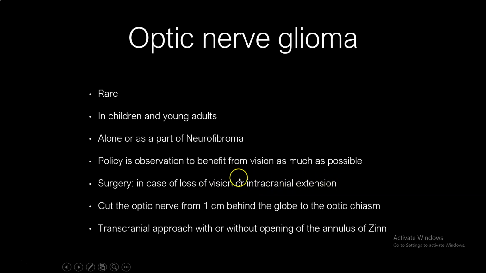Of course, the two occur together, because to extend intracranially it has to pass through the orbital apex and optic canal, and the vision is lost. And if surgery is to be done, we cut the optic nerve 1 centimeter behind the globe, because it does not extend to the globe itself. And this is very important to the optic chiasm.